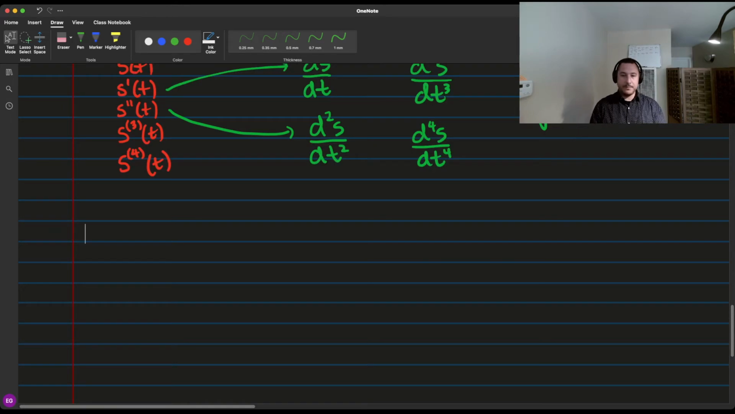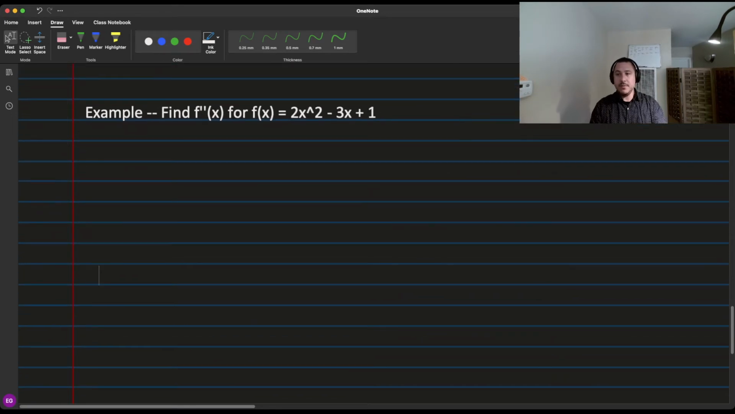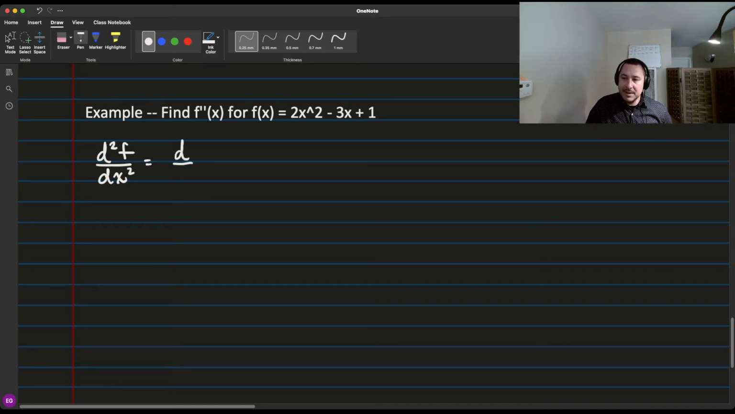Okay, so let's do an example. We are going to find the second derivative for f of x equals 2x squared minus 3x plus 1. Because we want the second derivative, we would write this as the second derivative of our function. One of the ways you can write this is, d squared is 2 d's, right? So I get the second derivative by taking the derivative of my first derivative.